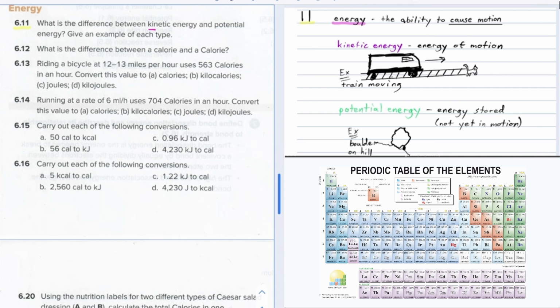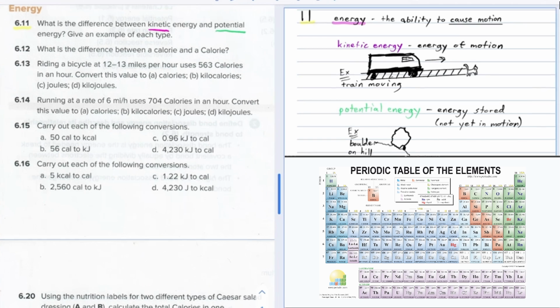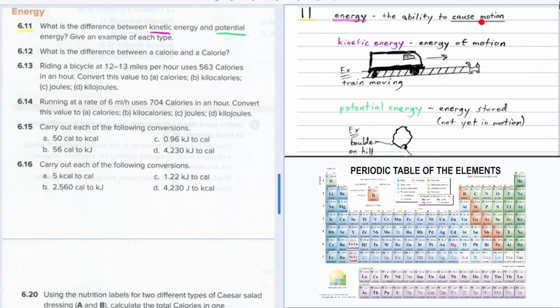So, kinetic and potential energy are the two types of energy. Energy is the ability to cause motion. Normally, it's defined as the ability to do work, but work is what happens when something causes motion. So something pushes something else around, and energy is anything that has the ability to do that. Anything that has the ability to push something else, causing it to move.